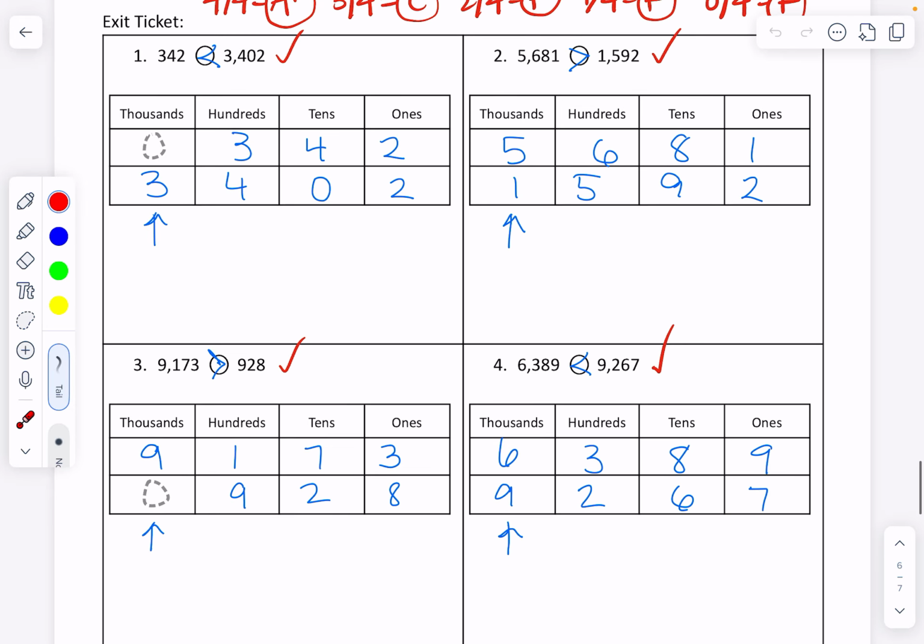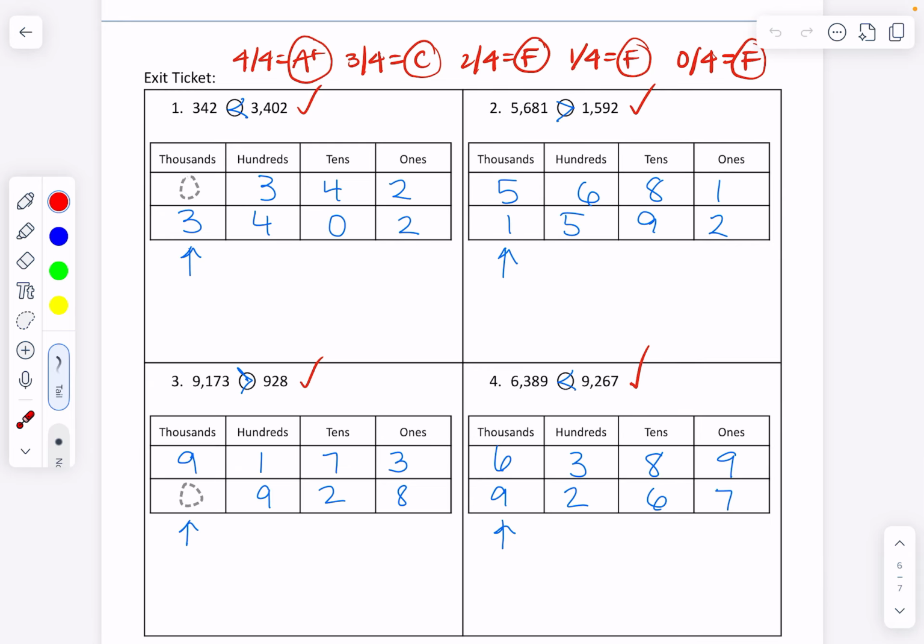Then from there, you'll give students the 5 minutes of their exit ticket. We are giving out points for the correct symbol for comparison.